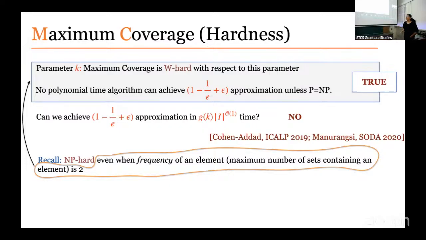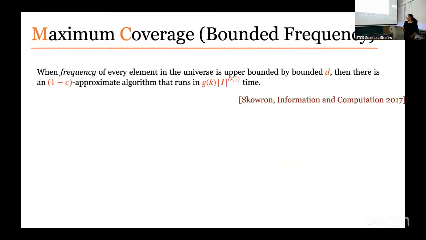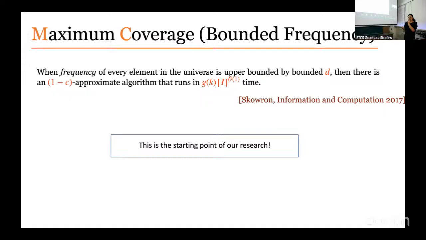So frequency is bounded. We are looking for better than 1 minus 1 by e approximation in FPT K time. So here we have a positive thing. Skan gave this algorithm that when the frequency of every element is bounded, then there is a 1 minus epsilon approximation that runs in FPT time. And this is the starting point of our research. So we will look at the set family which is a larger class of this family.